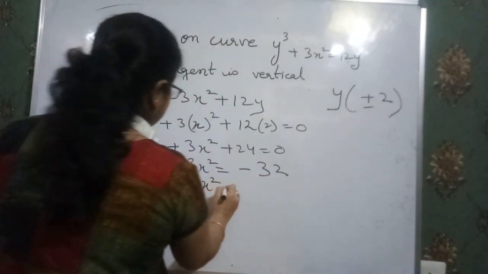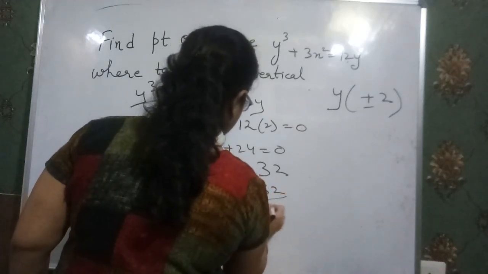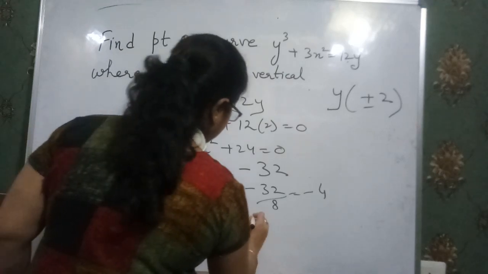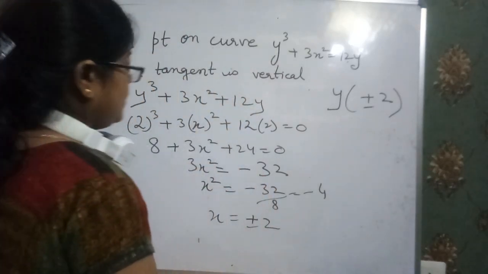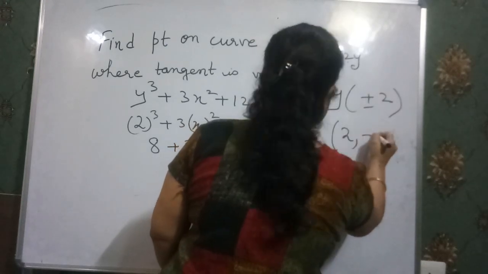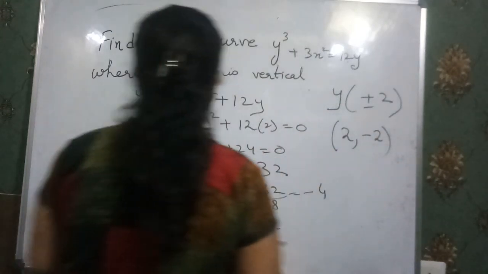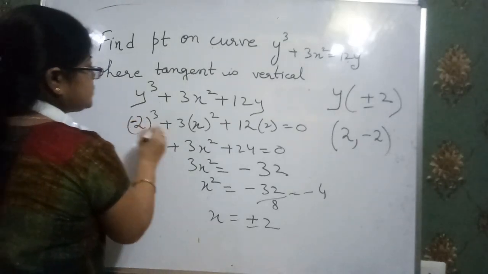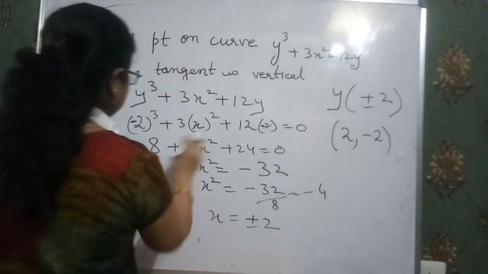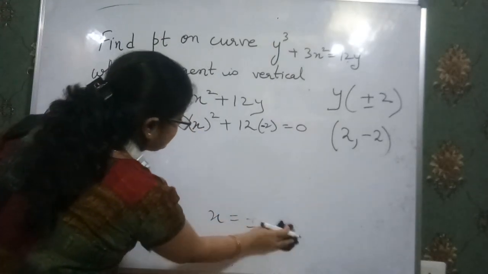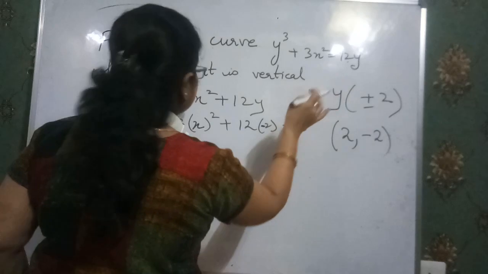That is x square is equal to minus 32 over 8, that is minus 4. That is x is equal to plus minus 2. So when we take y as 2, then the value of x is minus 2. Okay. Now I am going to put the value of minus 2. When I put the value of minus 2, I have this and I have this. So there is a little bit of change because we find the two values of y, plus and minus 2.